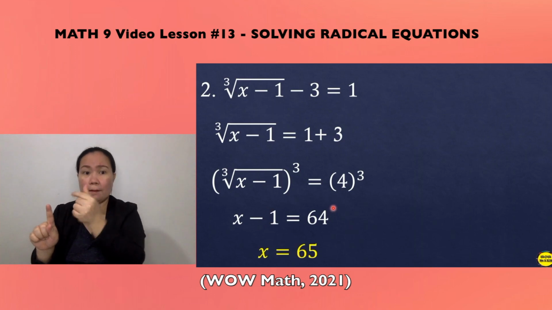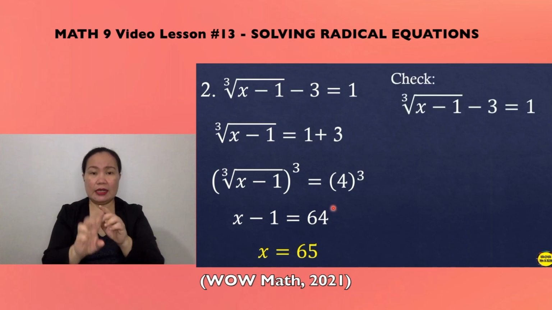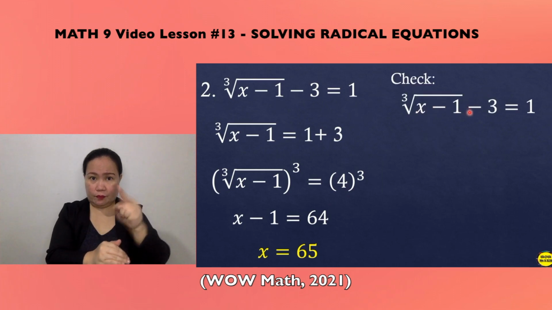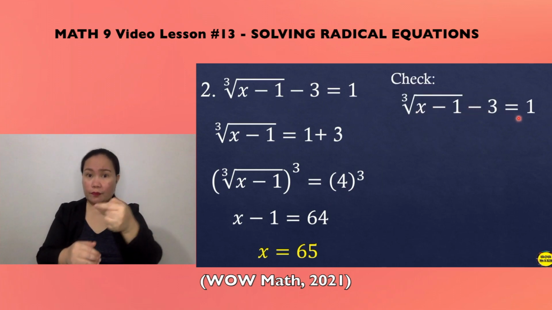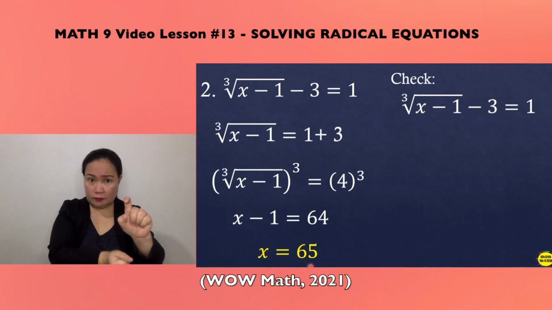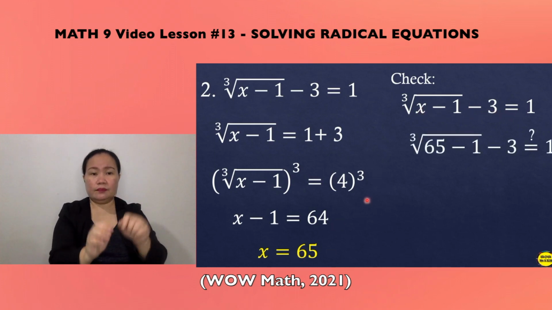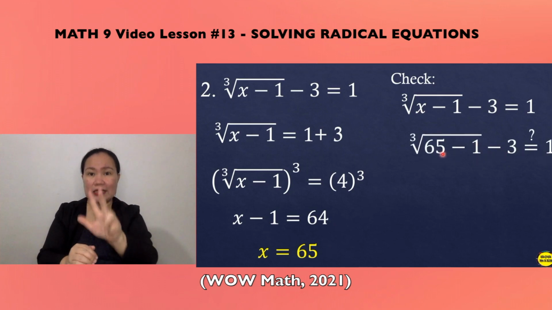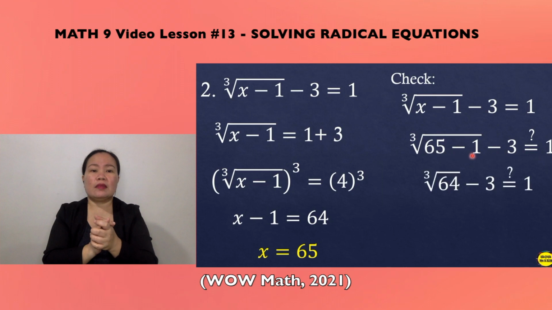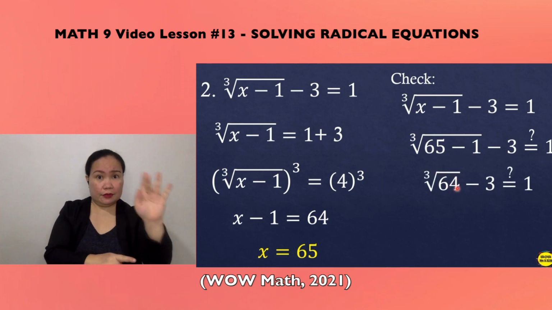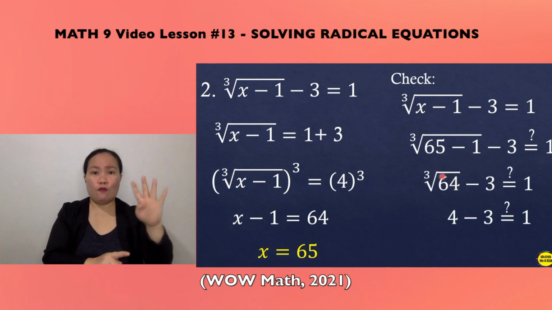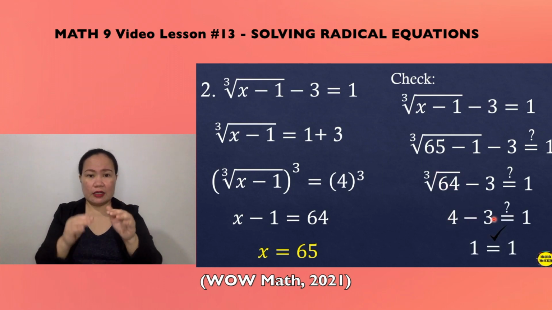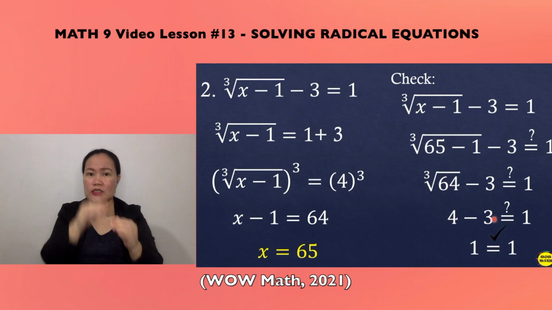Okay, check natin kung tama yung nakuha nating value ng x. So, using the original equation, cube root of x minus 1 minus 3 is equal to 1. And then, palitan natin yung x natin ng 65. So, that is cube root of 65 minus 1 minus 3 is equal to 1. And 65 minus 1, the answer is 64. Ang cube root ng 64, that is 4. Cube root ng 64 ay 4 yon. Minus 3, so that is 1 is equal to 1. So therefore, yung 65 is a true solution.